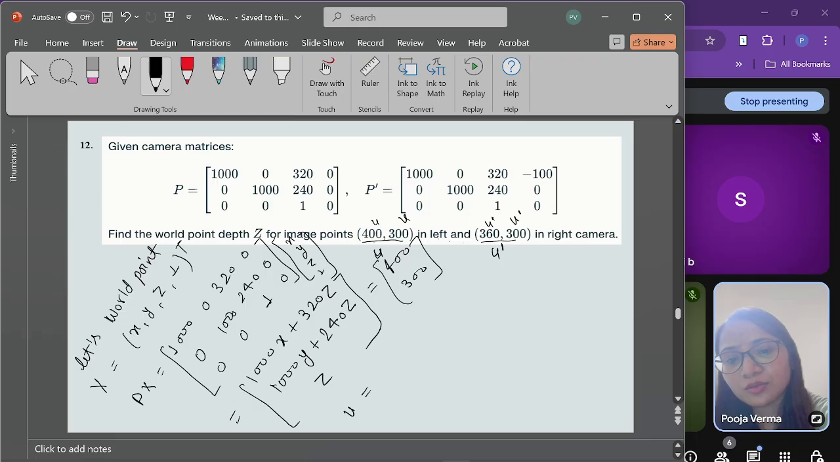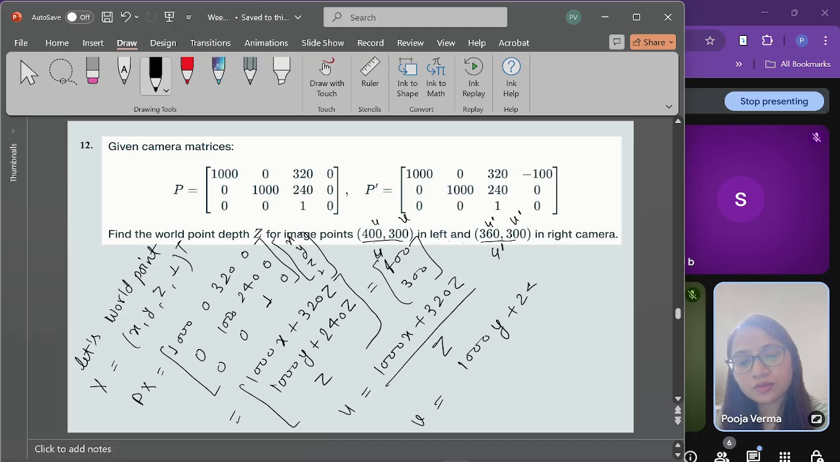So u is 1000x plus 320z, and we can put in the values directly or later. I am just writing u here because we are representing it. We also have to represent it in the 2D image plane, so again divide by z. Similarly for this one, v is 1000y plus 240z divided by z.